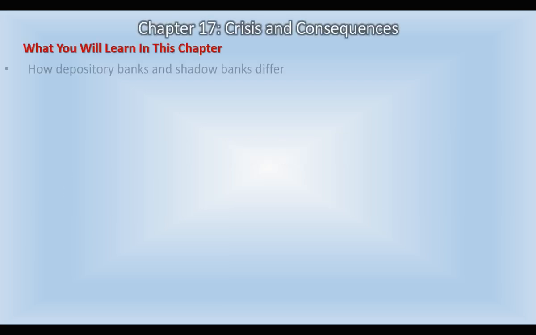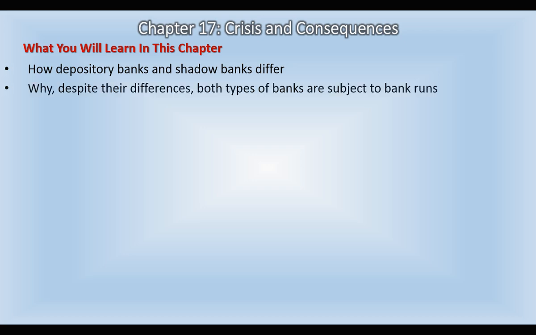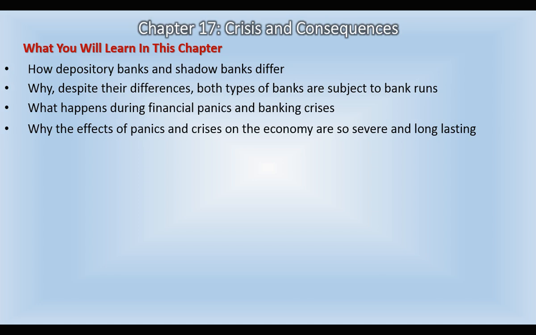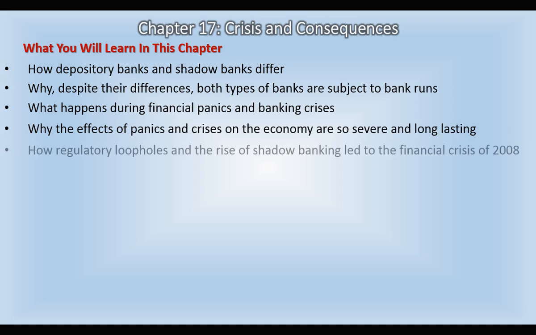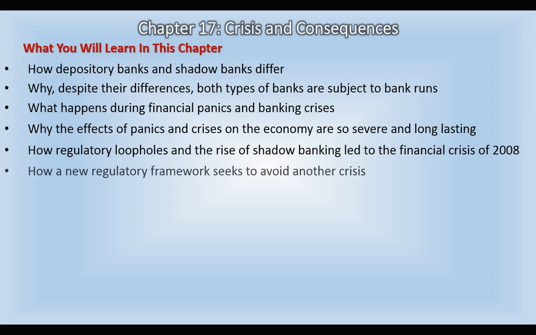So what we're going to learn in this chapter: how depository banks and shadow banks differ. Why, despite their differences, both types of banks are subject to bank runs. What happens during financial panics and banking crises. Why the effects of panics and crises on the economy are so severe and long-lasting. How regulatory loopholes and the rise of shadow banking led to the financial crisis of 2008. And how a new regulatory framework seeks to avoid another crisis.